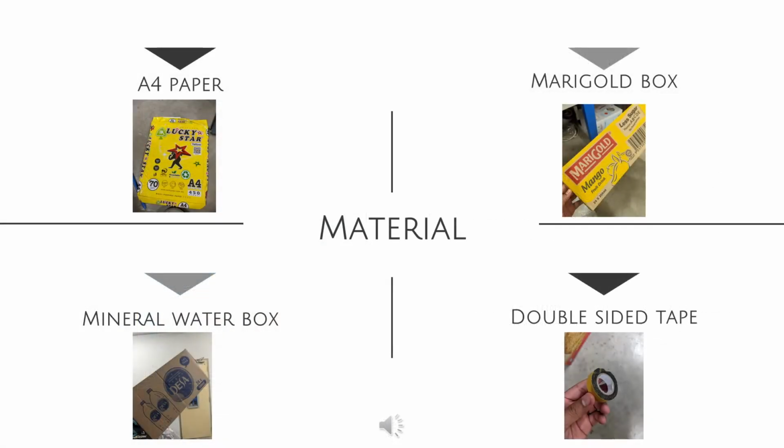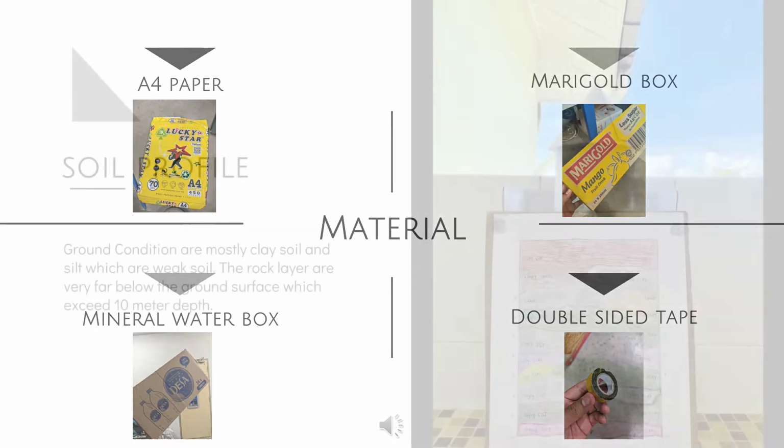Next, there are four materials that we use to create the water tank model. Firstly, the A4 paper we use to cover up the water tank model. Next is the marigold box we use to create the rooftop. Next is the mineral water box we use to create the water tank wall. And lastly is the double-sided tape. Actually, the materials we use are recycled materials.